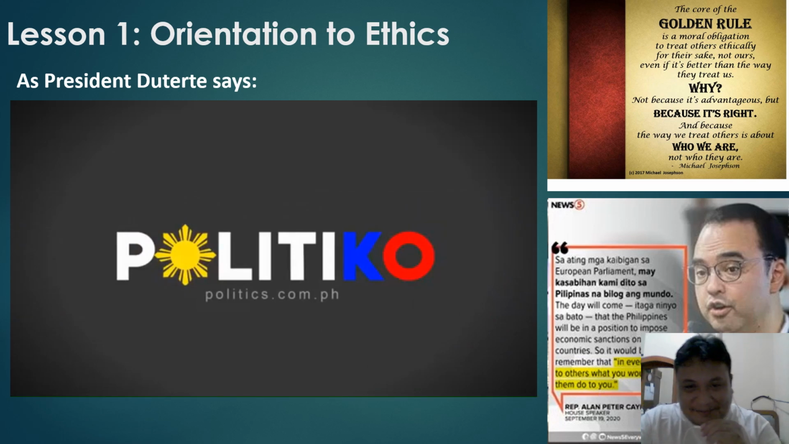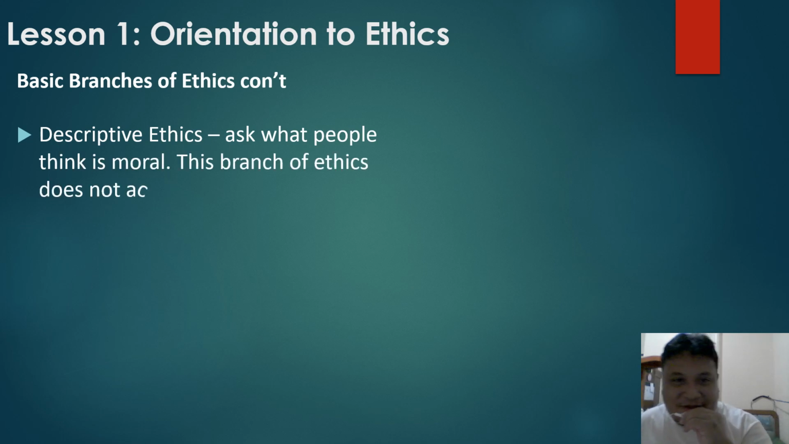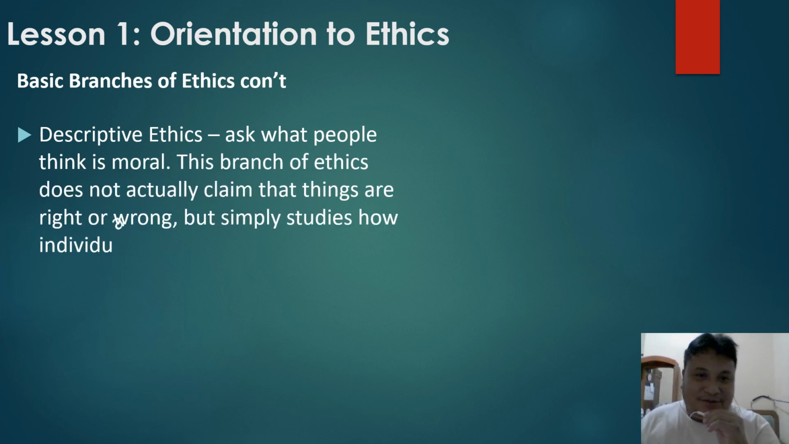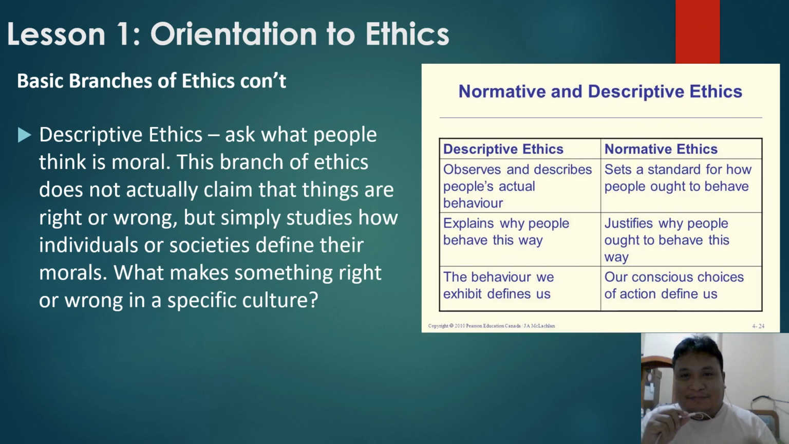Okay, let's proceed. Okay, so next one is descriptive ethics, no? Descriptive ethics, on the other hand, asks what people think is moral. Therefore, in descriptive ethics, there's no absolute moral standard. This branch of ethics does not actually claim that things are right or wrong, so it is relative, but simply studies how individuals or societies define their morals. What makes something right or wrong in a specific culture?